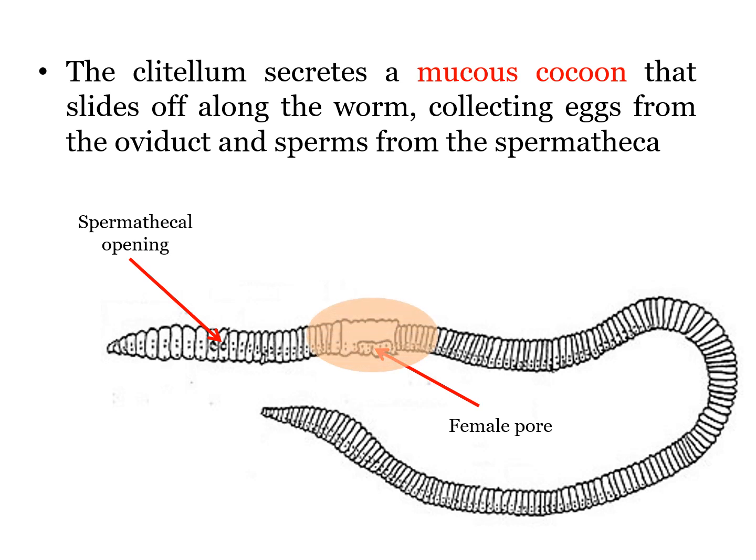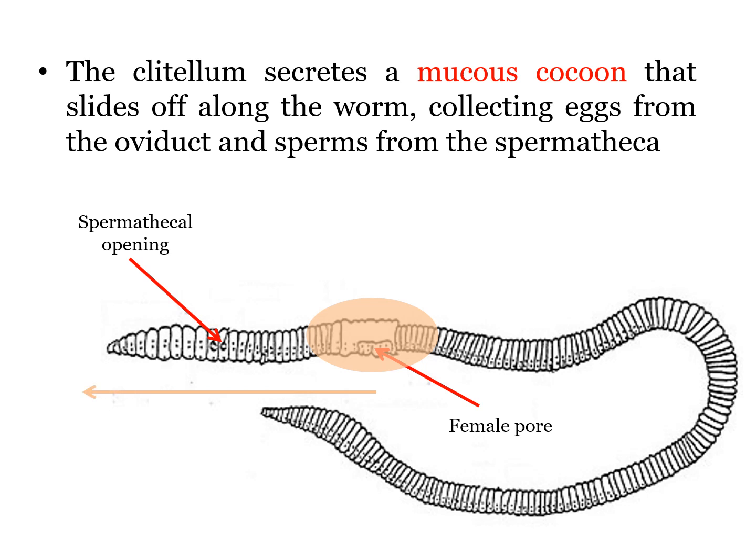Imagine lots of mucus that forms up like a cocoon. So, this mucus cocoon will slide off along the worm, starting from the clitellum, collecting eggs from the female pore. Eggs are deposited in the cocoon, and the cocoon will pass forward to the spermathecal opening.